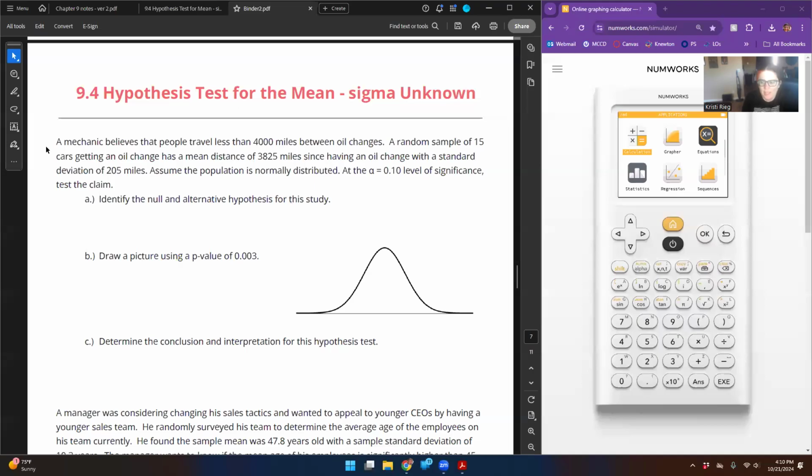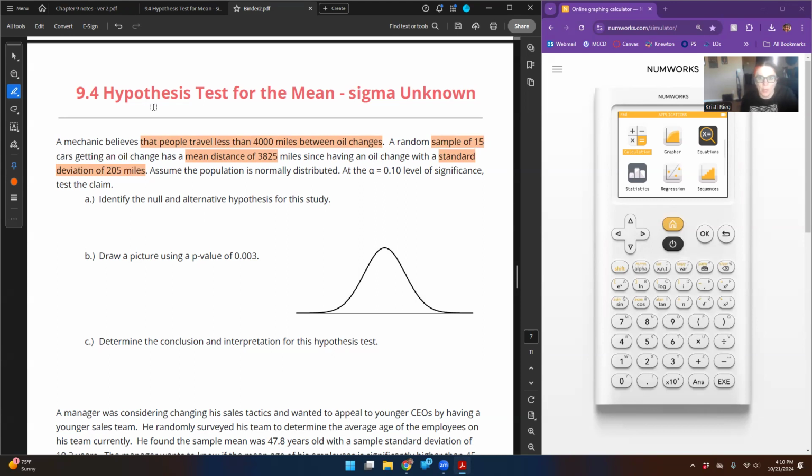So looking at this page, it says a mechanic believes that people travel less than 4,000 miles between oil changes. So we know what he believes, that's our claim, less than 4,000 miles. A random sample of 15 cars getting an oil change has a mean distance of 3,825 since having an oil change, with a standard deviation of 205 miles. Now, this is sigma unknown, so you're going to follow this method throughout this whole section.